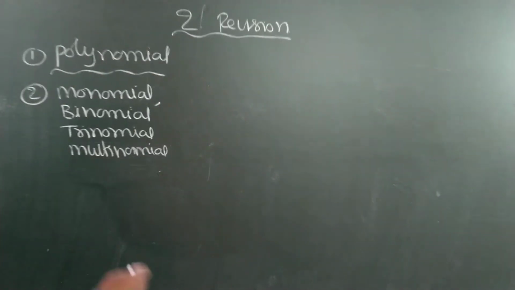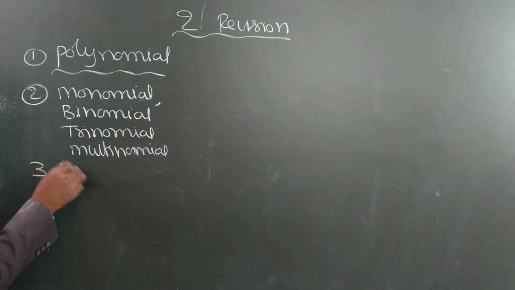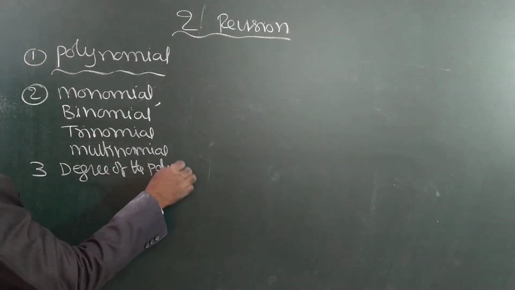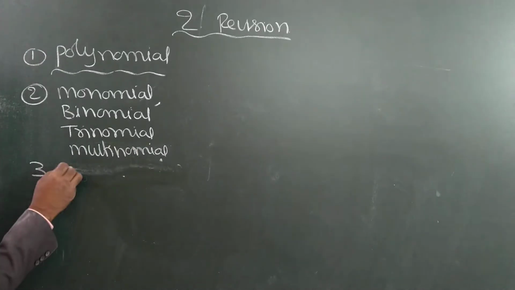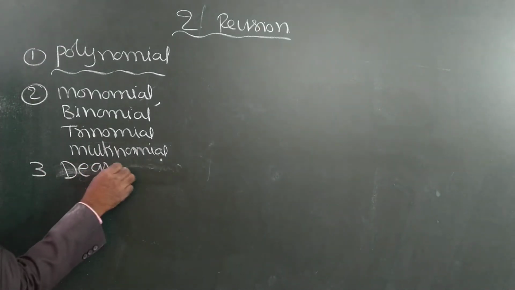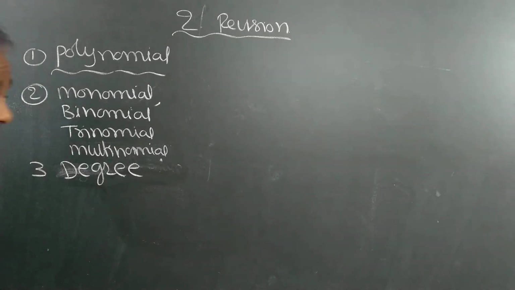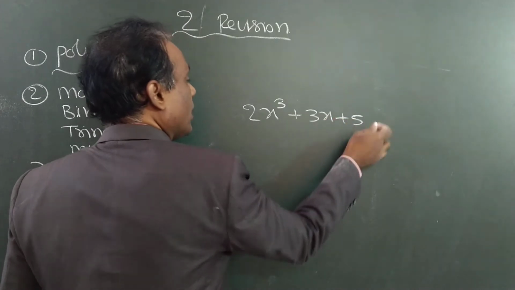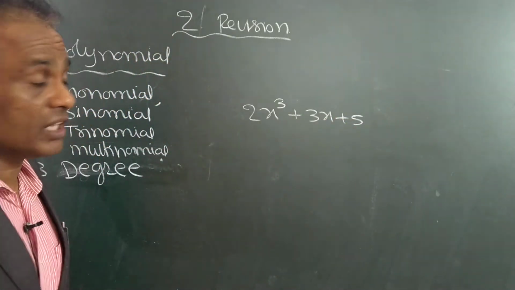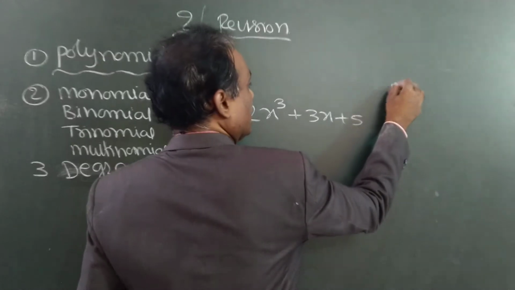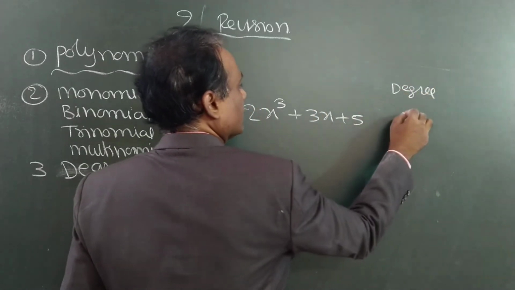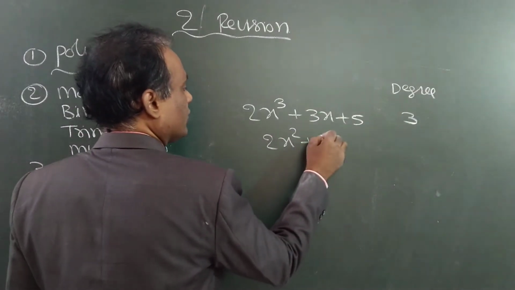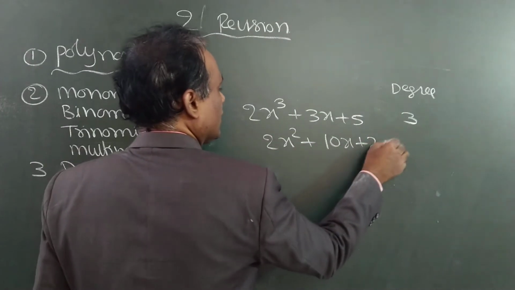And after that, we studied one important concept, the degree of the polynomial. See here. The highest power of the variable is called its degree. In a polynomial, the highest power of the variable is its degree. So what is the degree of this? 3. 2x square plus 10x plus 25.